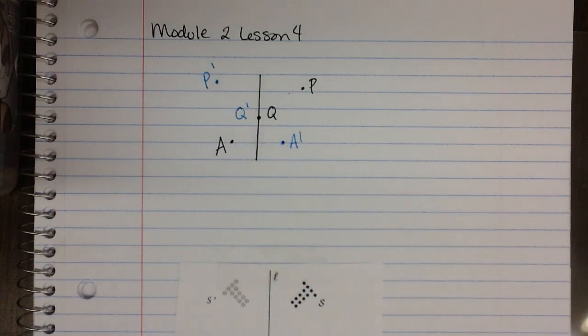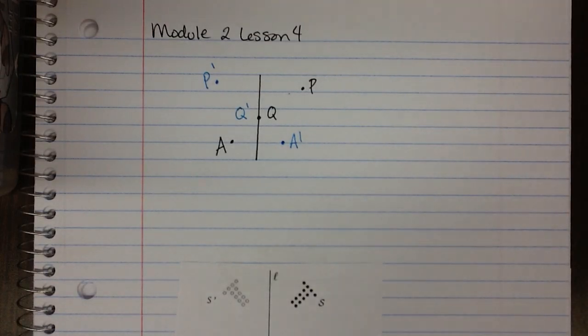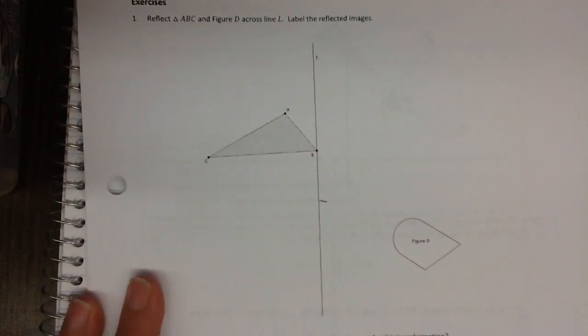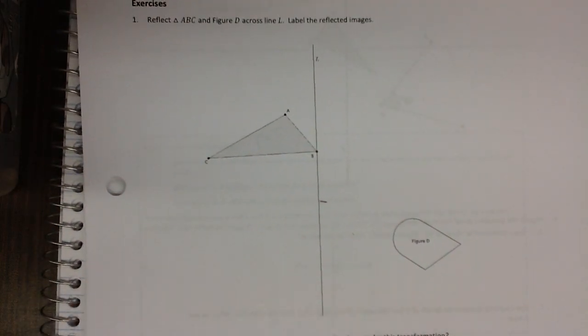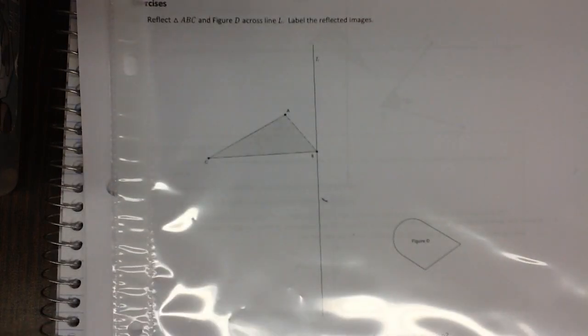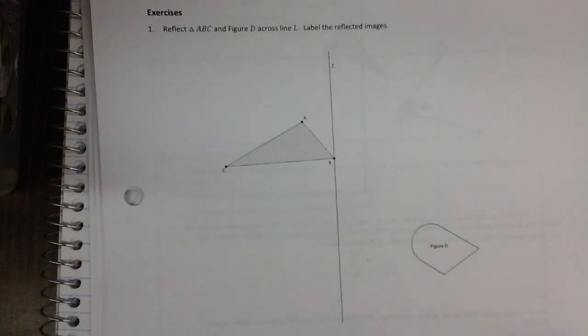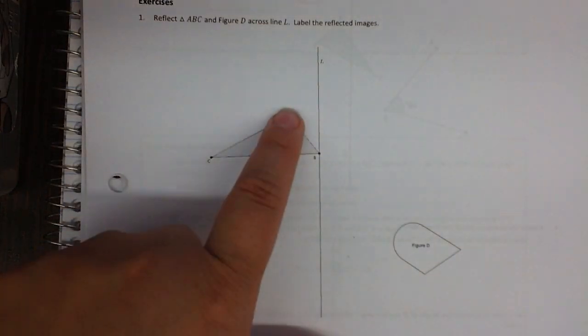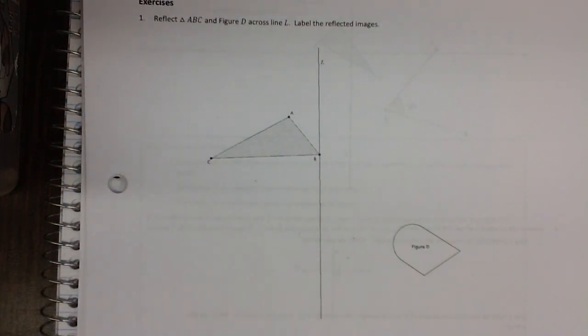Now we're going to go into your packet and do some of these exercises together. We're going to start with this here, and it says reflect triangle ABC and figure D across line L. Label the reflected images. Now, you need to make sure that you're actually labeling the images. This is line L. It didn't copy very well. That's an L. A, B, and C, and this is figure D.